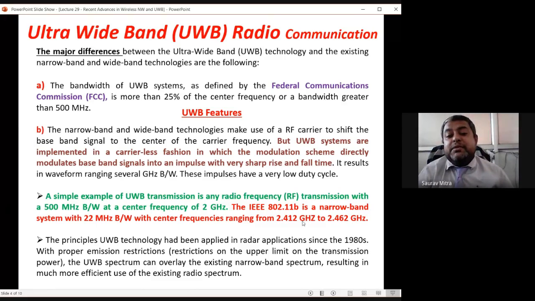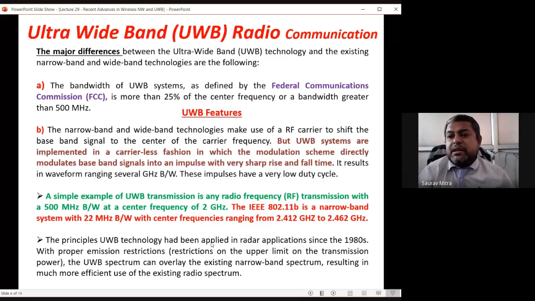So just check, this 22 megahertz for narrowband becomes 500 megahertz in the case of wideband. Center frequencies range from 2.412 to 2.462 gigahertz in the case of narrowband, but in the case of ultra wideband it is 2 gigahertz. So the center frequencies are quite comparable, but the bandwidth in ultra wideband is very high. Almost how much? Almost 20 times or more than that. Okay, so just check: principles of ultra wideband technology.